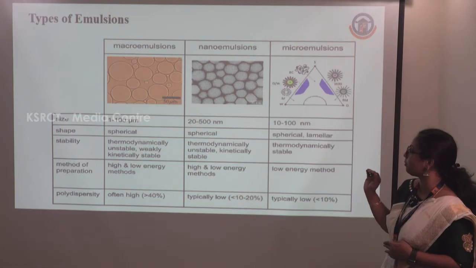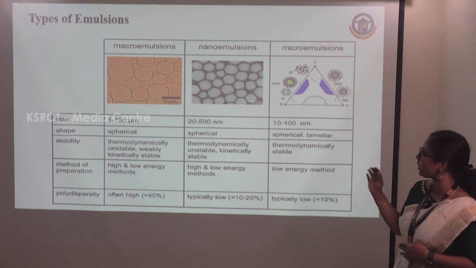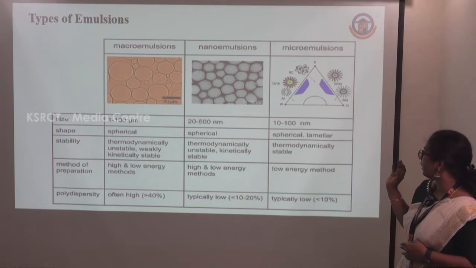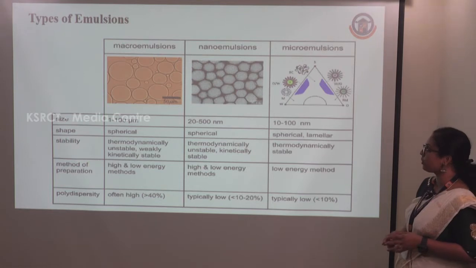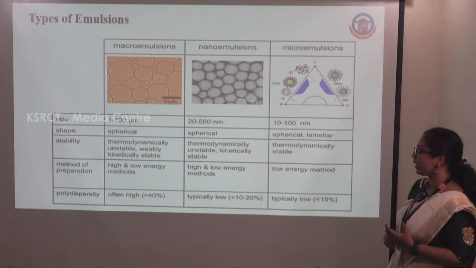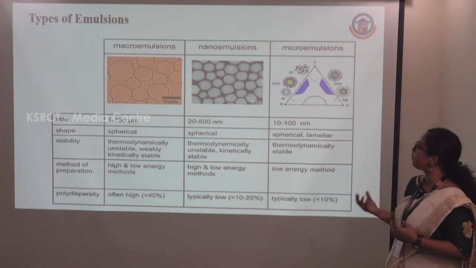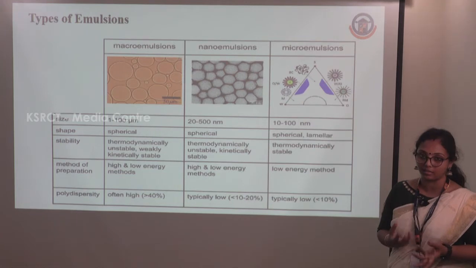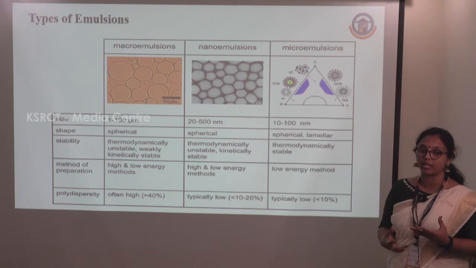Next comes the shape of the emulsions. Microemulsion will be spherical or lamellar, while macroemulsion and nanoemulsion will be spherical. In the case of stability, microemulsions are thermodynamically stable, whereas nanoemulsion and macroemulsion are thermodynamically unstable and kinetically stable. For the method of preparation, all the emulsions need some sort of energy. Microemulsion needs a little less energy, but nanoemulsion as well as macroemulsion need both high and low energy.